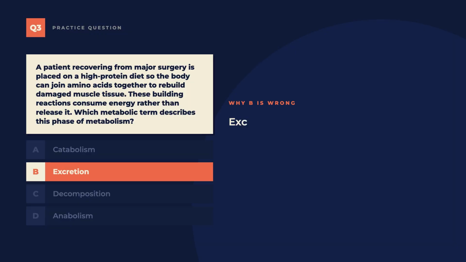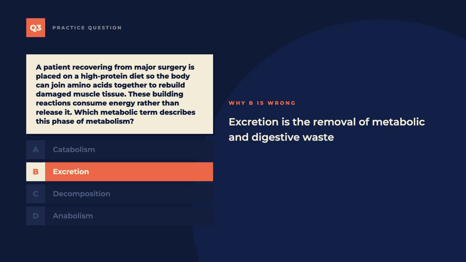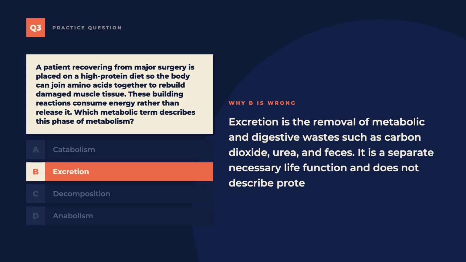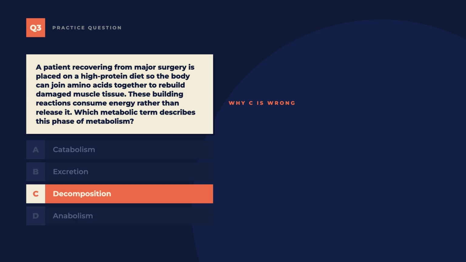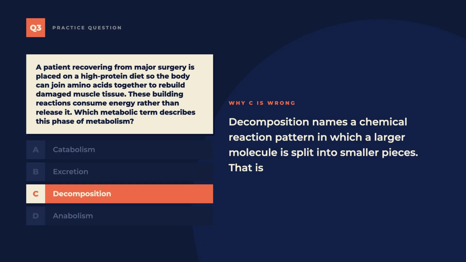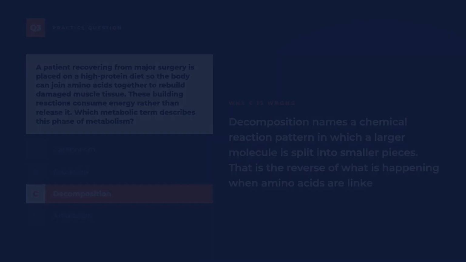B is wrong because excretion is the removal of metabolic and digestive wastes, such as carbon dioxide, urea, and feces. It is a separate necessary life function and does not describe protein construction. C is wrong because decomposition names a chemical reaction pattern in which a larger molecule is split into smaller pieces. That is the reverse of what is happening when amino acids are linked together.